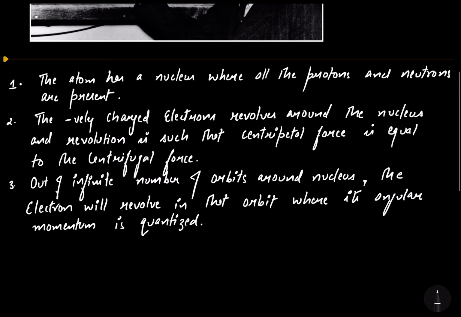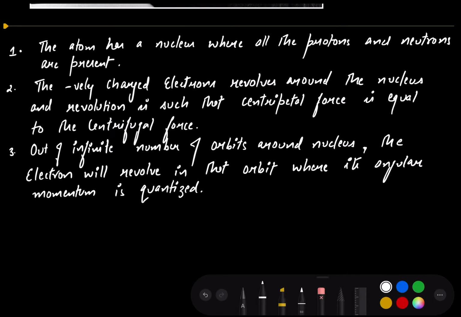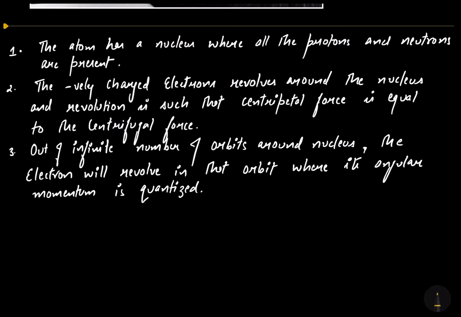Now, first of all, I am writing, what is angular momentum? Angular momentum will be equal to the product of the mass of the electron, the velocity of the electron by which it is revolving around the nucleus, and the radius of the orbit in which it is revolving. That's angular momentum.